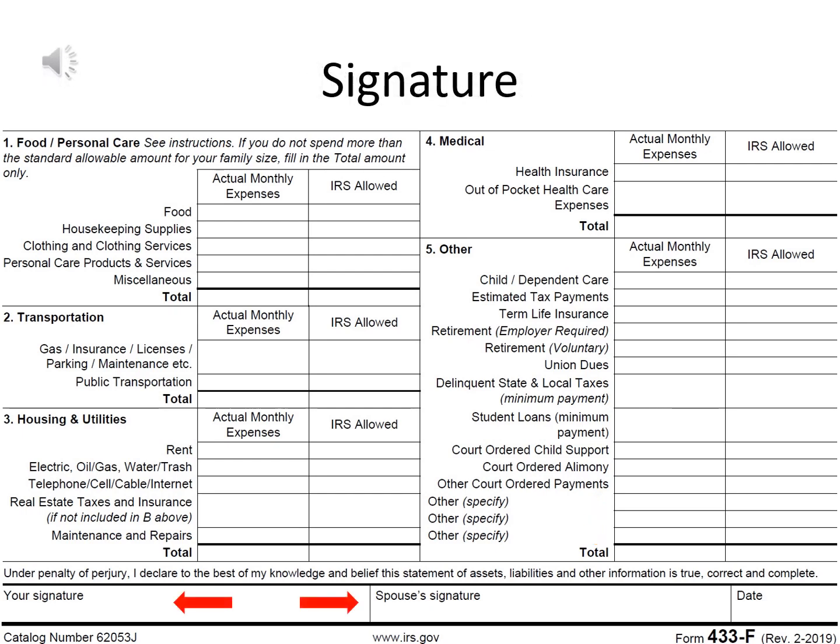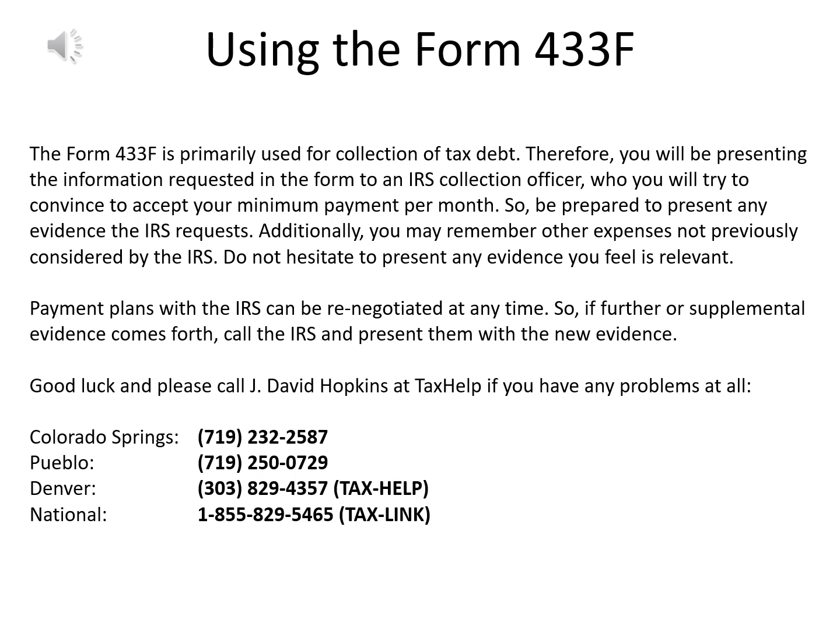Sign the Form 433F and place the date of signature here. The Form 433F is primarily used for collection of tax debt. Therefore, you will be presenting the information requested in the form to an IRS collection officer who you will try to convince to accept your minimum payment per month. So, be prepared to present any evidence the IRS requests.